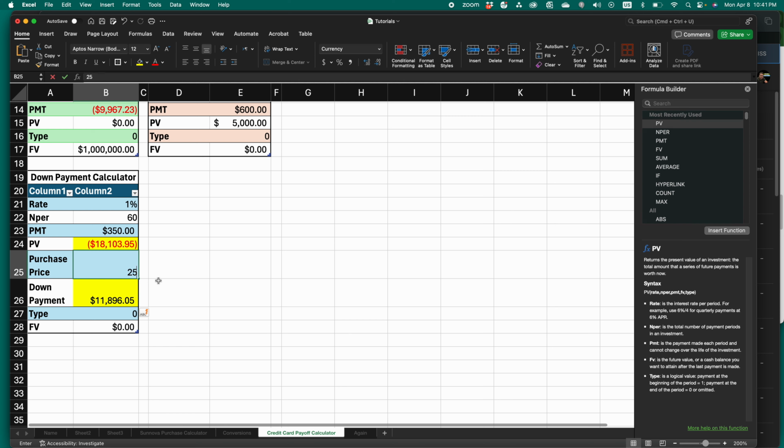What if I buy a $25,000 vehicle? Then I need a $6,896 down payment. So there you have it. That is how you calculate how much of a down payment you need on the vehicle of your choice to keep your monthly payment where you can afford it.